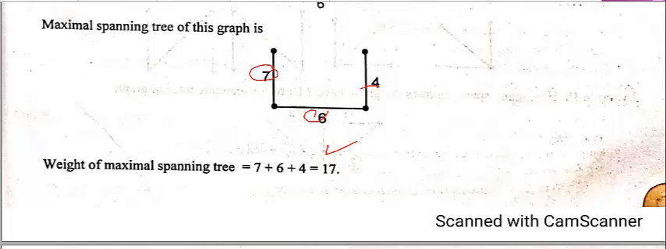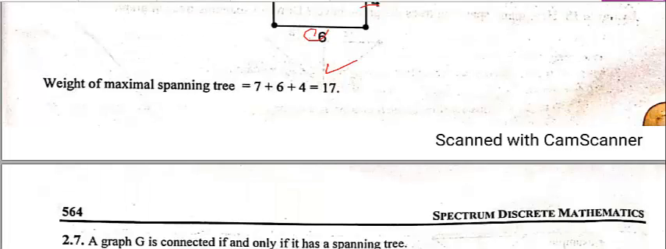In the same way you can find the maximal spanning tree. In the same way, you should delete the minimum edge. So you will find 7, 6, the maximum values, so the weight of the maximum spanning tree is the maximum. So this is the maximal spanning tree.